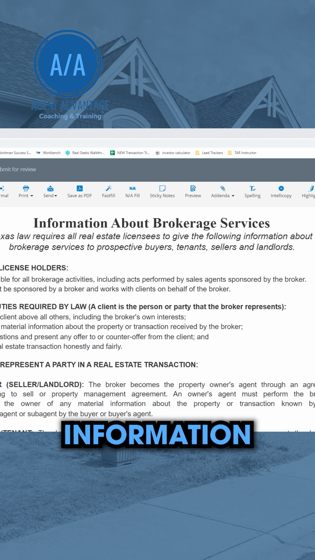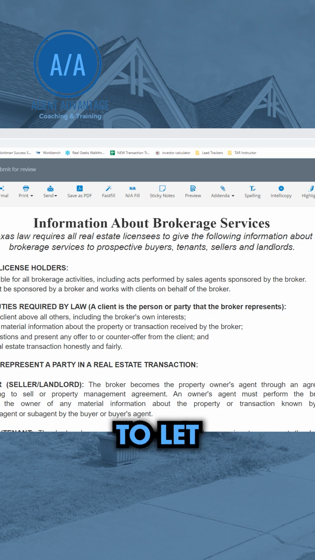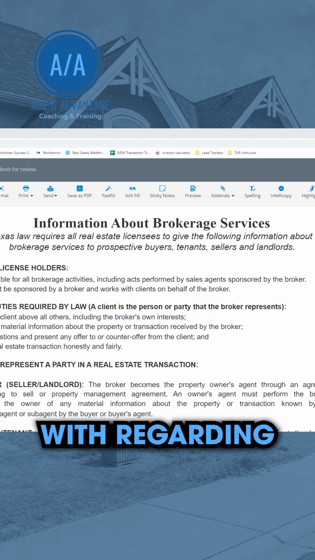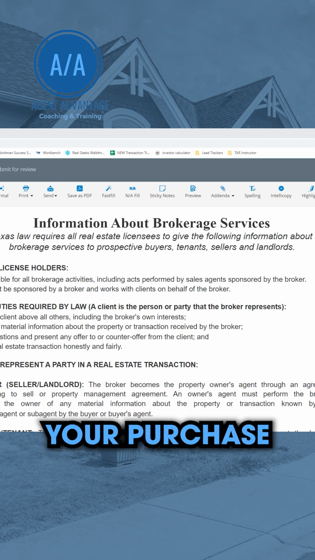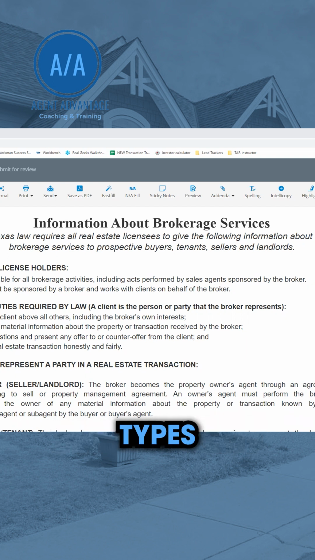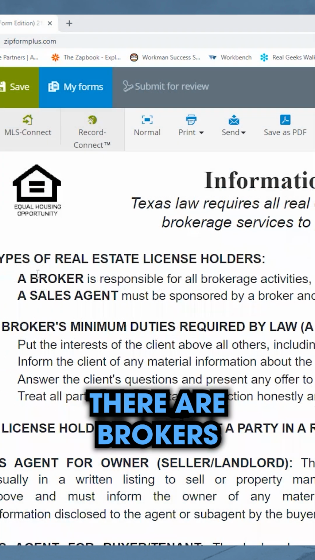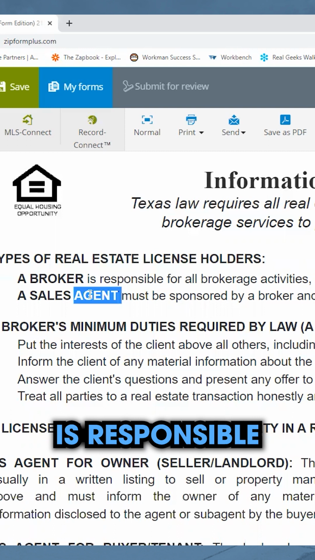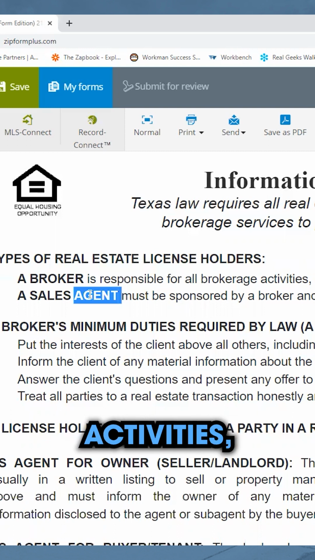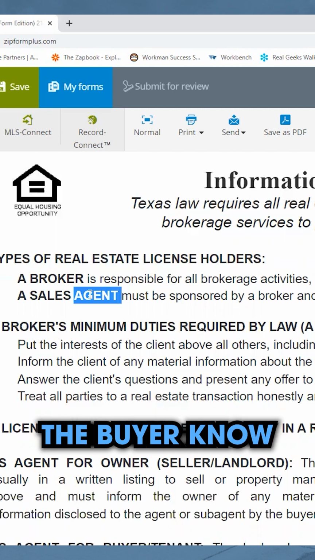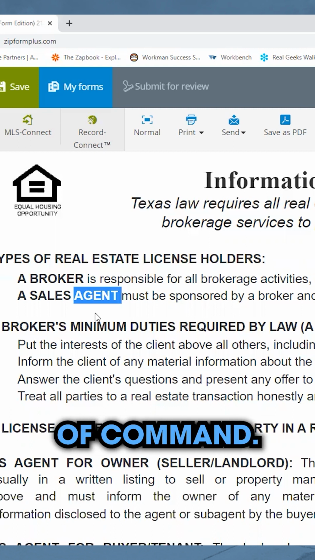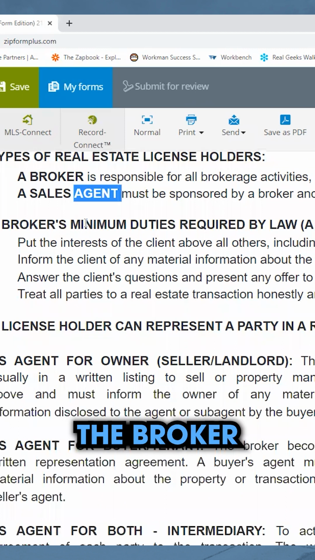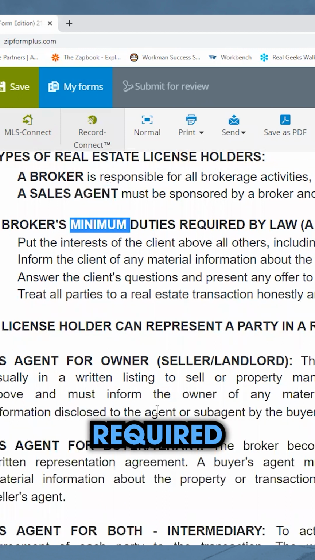And it's really just information for you, home buyer, to let you understand you have some options regarding your purchase of this property. So the first thing I let them know is there are different types of license holders. There are brokers and there are sales agents. The broker is responsible for all of the brokerage activities, including what the sales agents do. So that lets the buyer know that there is a chain of command, right? And then I let them know the broker does have some minimum duties that are required by law.